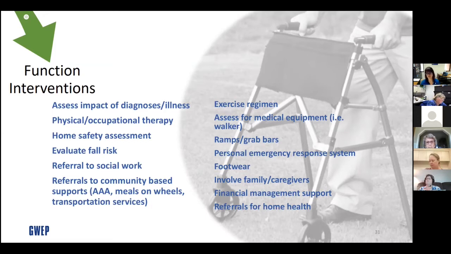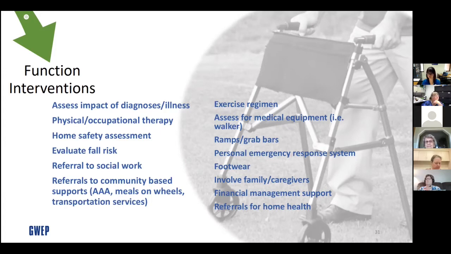What are some of the community-based supports through the Area Agency on Aging, through Meals on Wheels, transportation services, perhaps that might be helpful for this individual? Grab bars and ramps, certainly keep those in mind. Footwear. As a geriatrician, they really harp on us to make sure we're looking at people's feet, looking at people's shoes. And if you haven't had the luxury of taking off other people's socks and shoes and looking at their foot hygiene and care, it can certainly be an adventure.